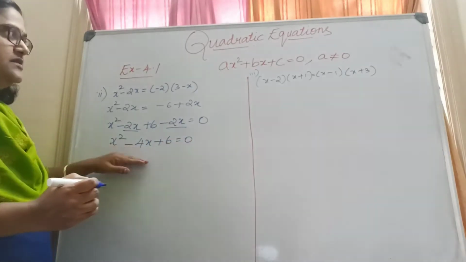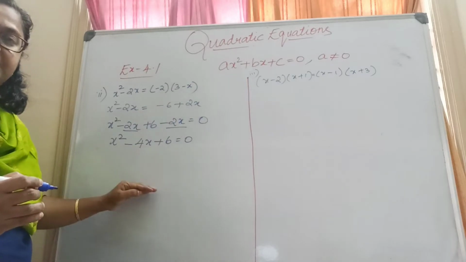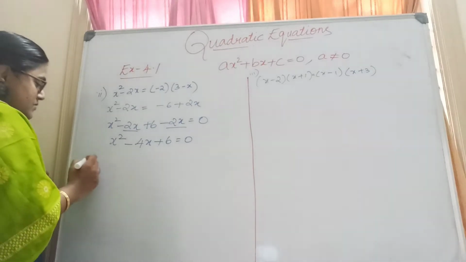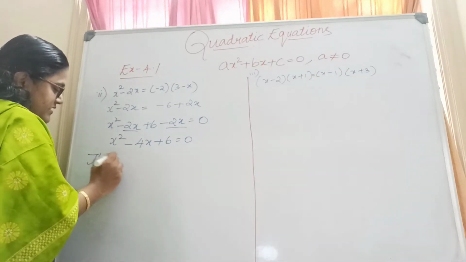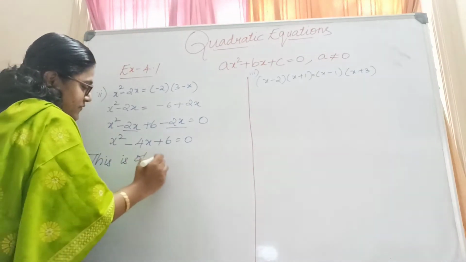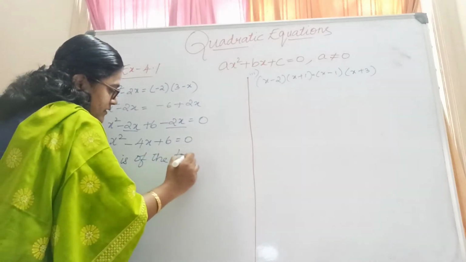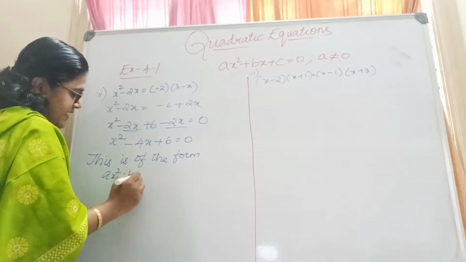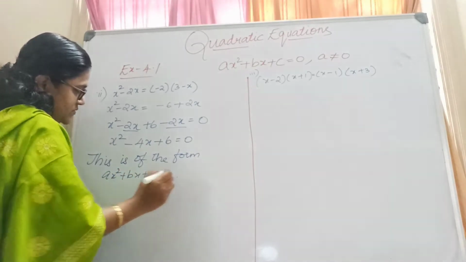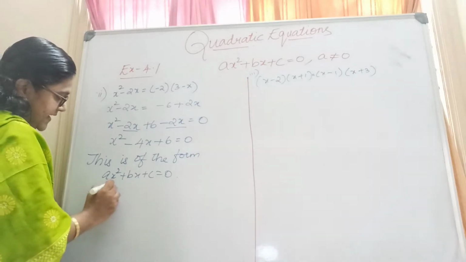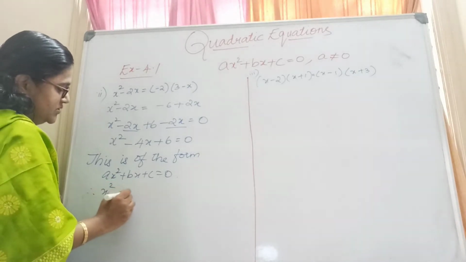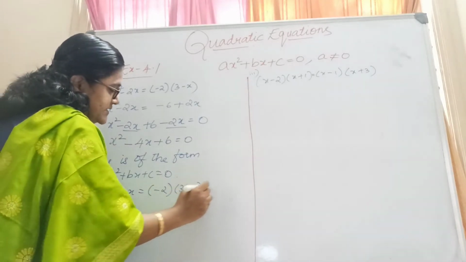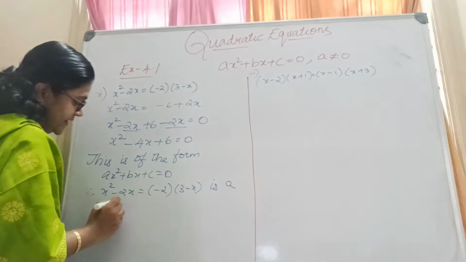Now you all can see that this is of the form ax square plus bx plus c is equal to 0, where your a is not equal to 0. So this is of the form ax square plus bx plus c is equal to 0. Therefore, x square minus 2x is equal to minus 2 into 3 minus x is a quadratic equation.